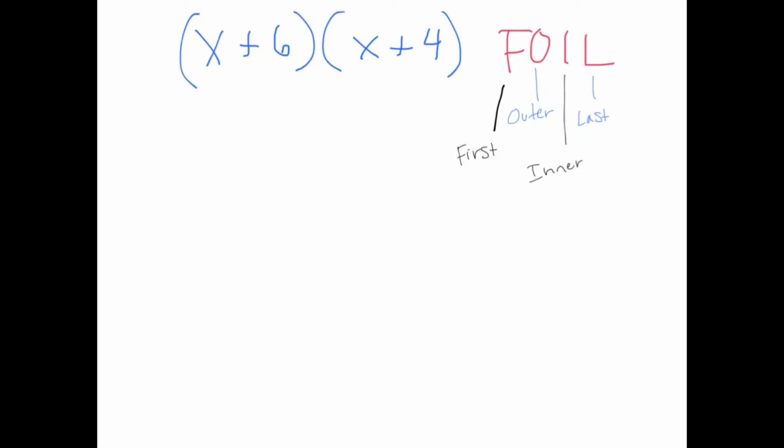Alright, ladies and gentlemen, today I'm going to teach you how to multiply two binomials using the FOIL method. As you can see, we have x plus 6 times x plus 4. Using the FOIL method, the first thing we're going to multiply is the x and the x. Then we're going to multiply the x and the 4.